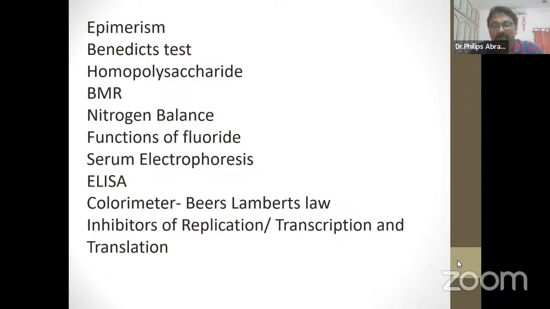Another question, Beer-Lambert's law in colorimeter. Then inhibitors of replication, transcription, translation. And once a question I didn't write here, write an outline on the steps of DNA replication, was another separate question. Anyway, I'm trying to cover almost all the questions that have been asked in the last around 15 years in our university examinations.